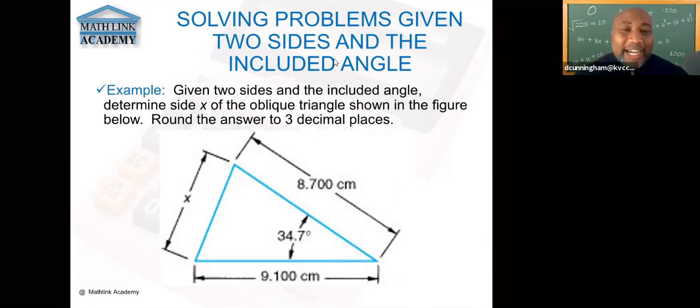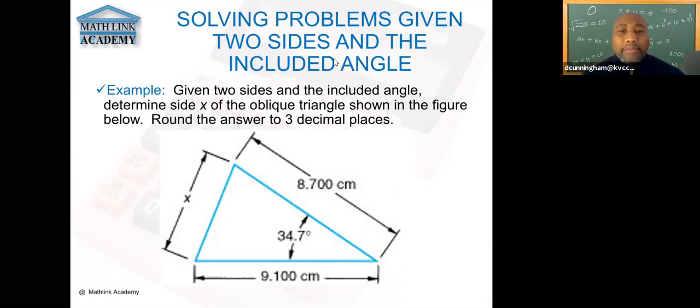But let's look at this, guys. Here's our example. Given two sides and the included angle, determine side x of this oblique triangle shown in the figure below, and round the answer to 3 decimal places. The key is it's an oblique triangle, so it's not a right triangle where we could use our trig functions per se. So we have to use the law of cosines.